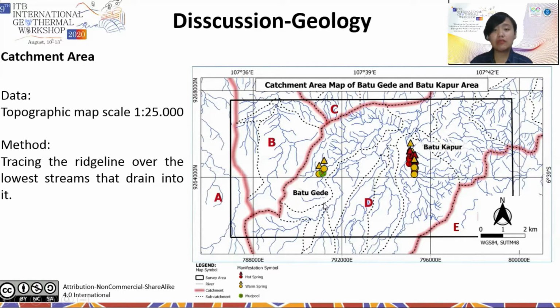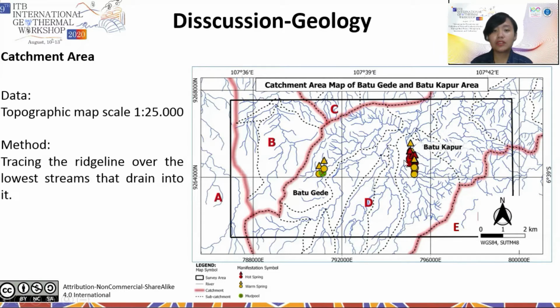However, from detailed observation, Batu Gede's manifestation in reality is not directly affected by Tangkuban Perahu. The flow direction of Tangkuban Perahu product is obstructed by a ridge that becomes the boundary of Batu Gede's subcatchment. The manifestation is concentrated in the main valley of the subcatchment. Flow direction originated from a narrow ridge. These facts indicate that Batu Gede is a structurally controlled manifestation.